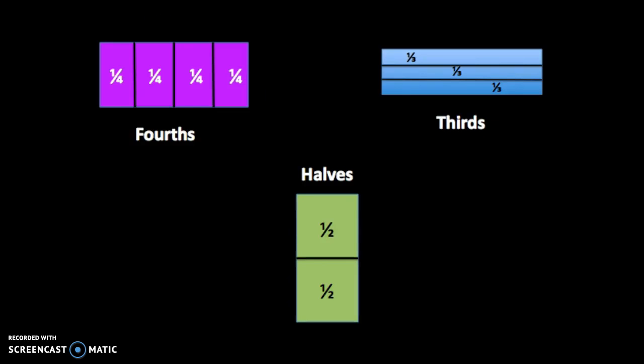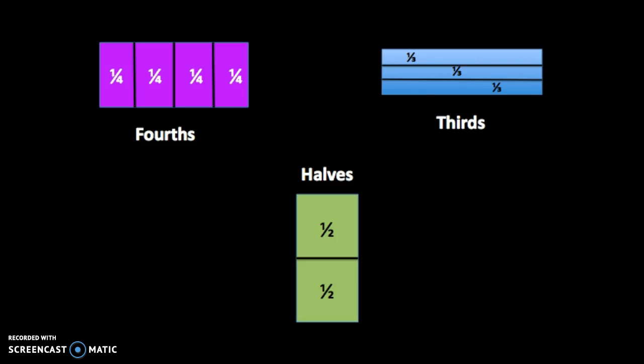Since we partitioned them, we can now call them something different. In the purple rectangle, we split it into 4 equal shares. We can now call them fourths. 1/4, 1/4, 1/4, and 1/4. If you had 4 friends, each friend would get 1/4.